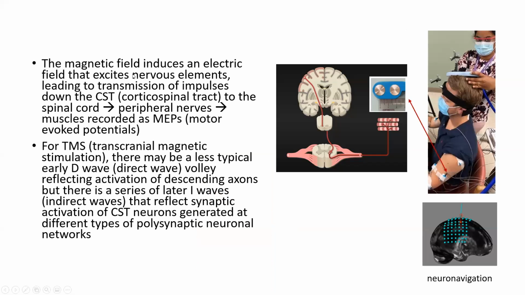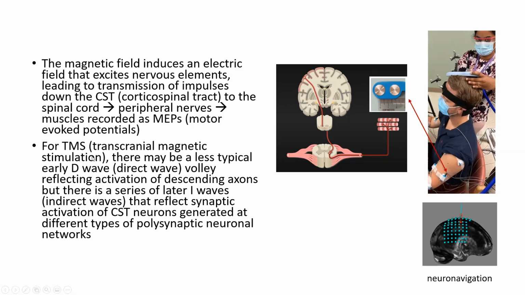The magnetic field induces an electric field that excites nervous elements, leading to transmission of impulses down the corticospinal tract to the spinal cord, to peripheral nerves, to muscles that record the MEP, or the motor evoked potential. So here's where the stimulation would occur. Volleys are transmitted down the corticospinal tract. It decussates in the medullary pyramids, comes into the spinal cord, makes connection with peripheral nerves that go out to muscle, and then we have a surface recording of muscle action potentials.